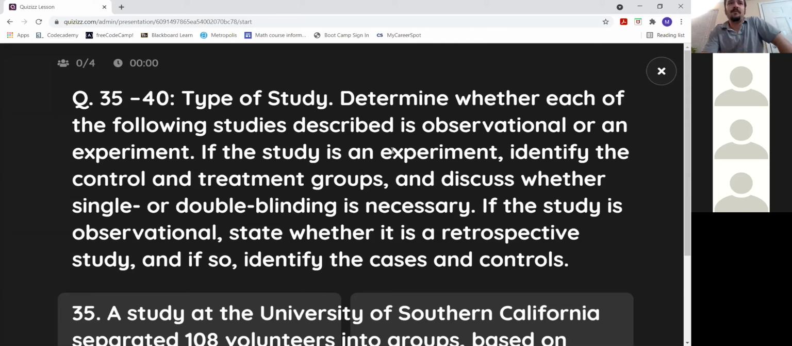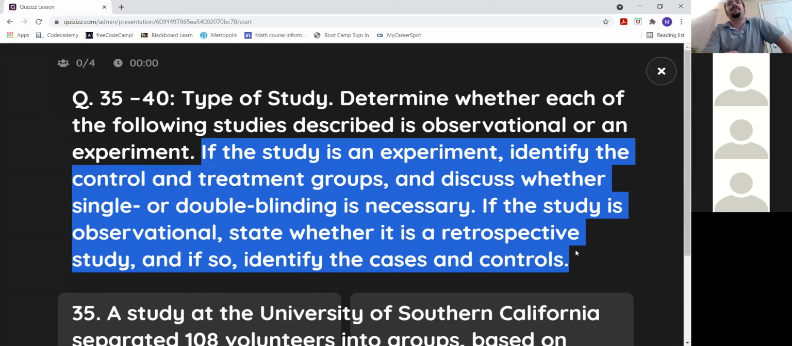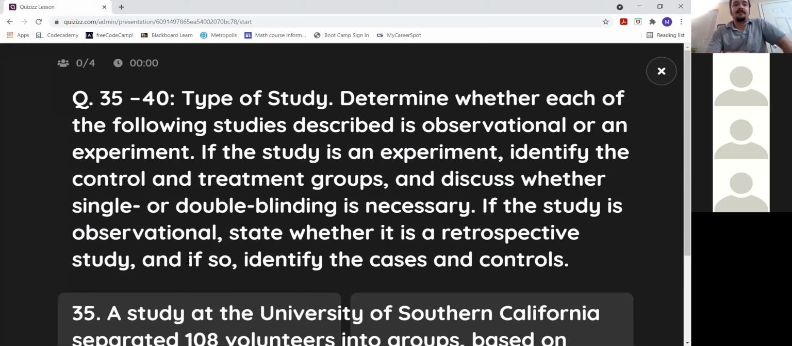Okay. Determine whether each of the following studies is described as observational or experimental. If the study is an experiment, we have to identify control and treatment groups and discuss whether single or double blind is necessary. If it's observational, you have to state whether it's retrospective. And so we went over the notes, but quick recap. A retrospective is a study that sets itself up, kind of coincidentally, like an experiment. So in retrospective, we have cases and controls.